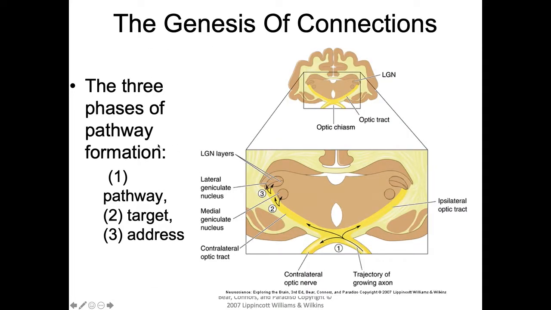So the first thing we're talking about is how these neurons actually set up their paths. So there's a pathway, a target, and a so-called address. The main idea is showing that we have this trajectory of a growing axon that then has to choose whether it's actually going to cross over the optic chiasm here and continue onward, and where it's going to innervate in different parts of the thalamus. And so these are illustrated here in these different points.